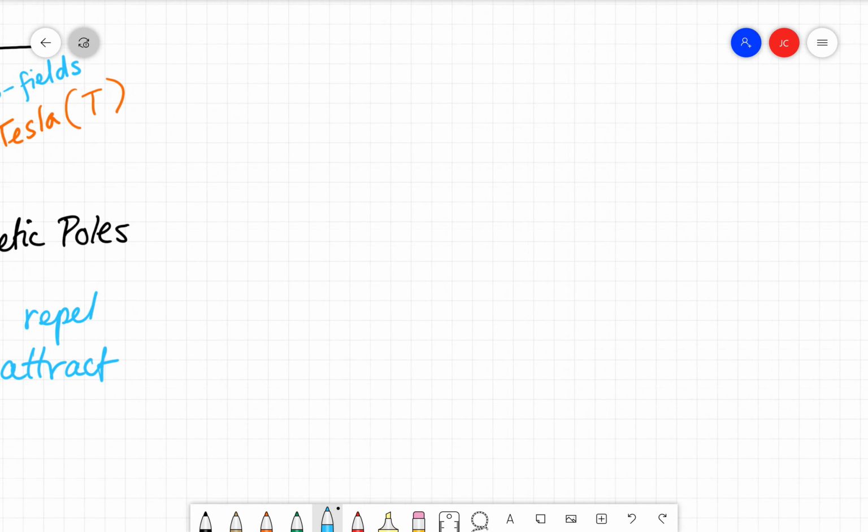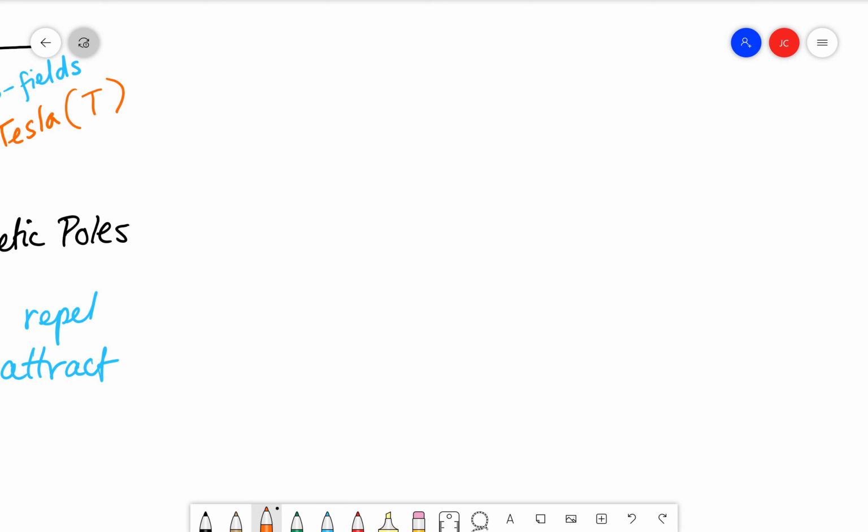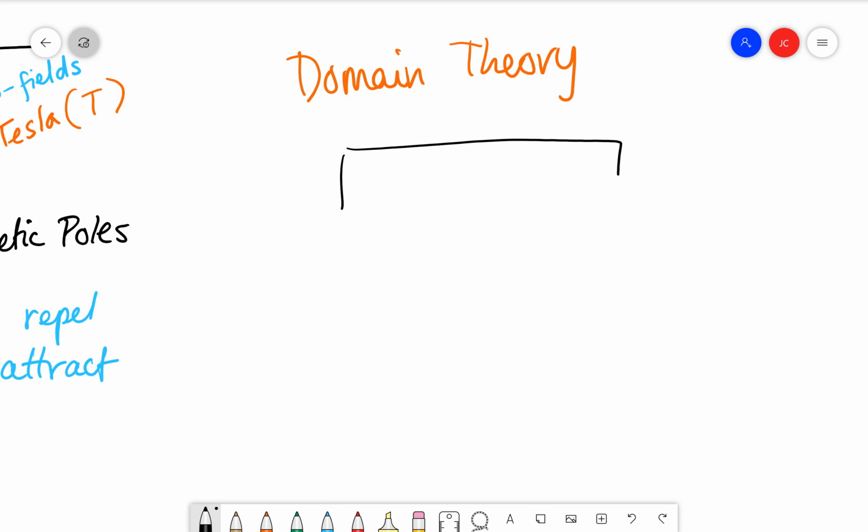Okay, now we're going to move on to a topic called domain theory. Anytime you have a large magnet, like really anything bigger than atom size, so all the magnets you see in the real world, these large magnets are actually an illusion. They're made up of smaller magnets inside, and these smaller magnets are atomic. And they're called dipoles.